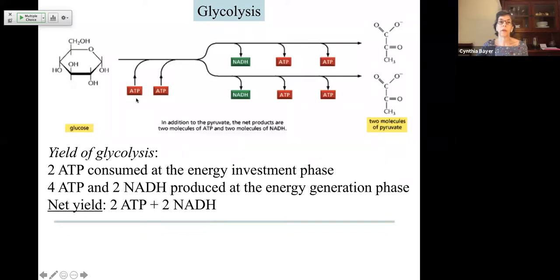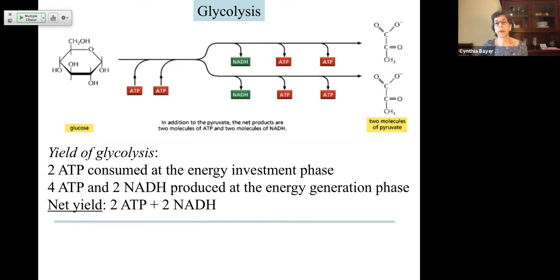So we used 2 ATPs to start, we synthesized 4 ATPs, we end up with a net of 2 ATPs and 2 NADHs. This multiple enzyme 10-step process converts glucose to pyruvate, but the goal is to generate ATP. And so many organisms will use glycolysis as a way to generate just a little bit of ATP over and over again.